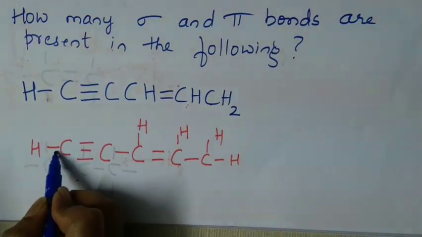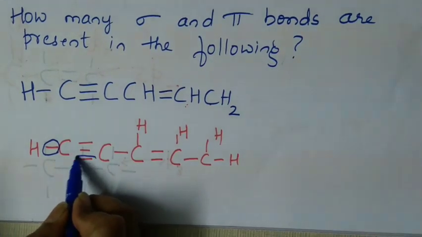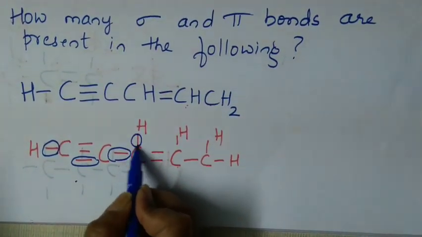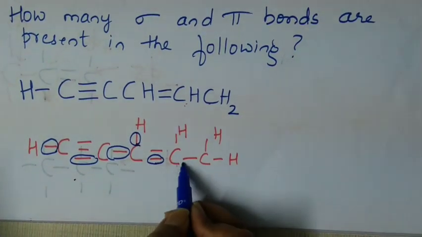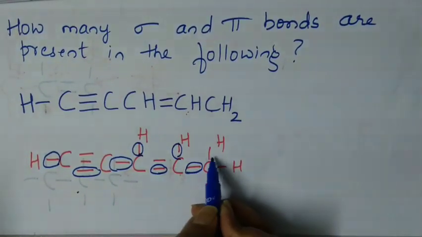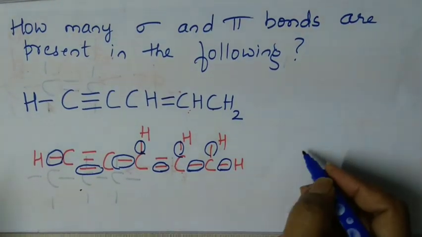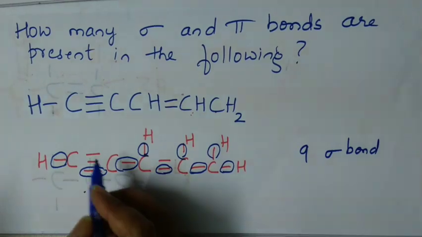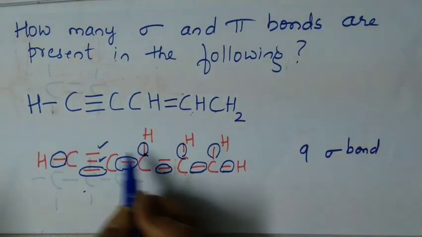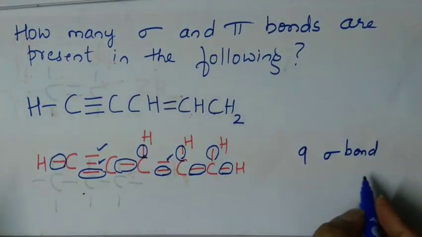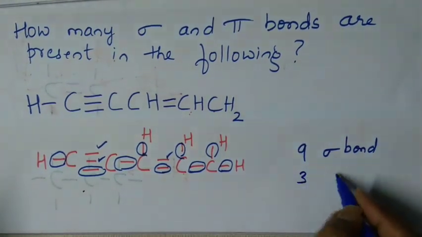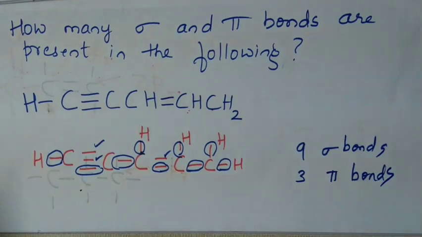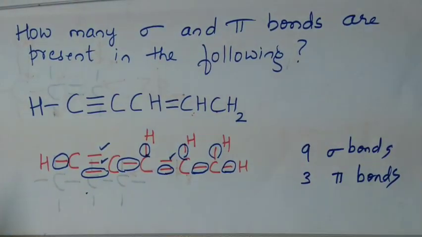So this is 1, 2, 3. So this is only bond. So 4, 5, 6, 7, 8 and 9. So there are 9 sigma bonds. And how many pi bonds? 1, 2 and 3. Right? So there are 3 pi bonds. I think now you have followed.